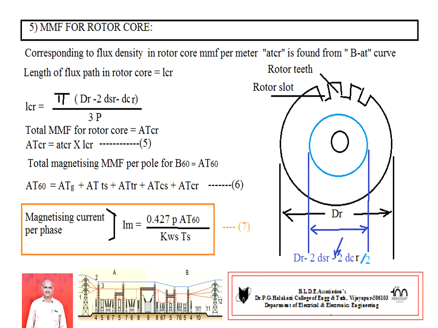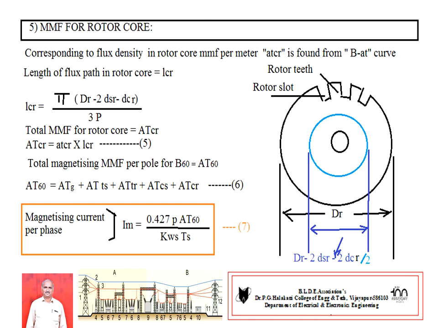Then mmf of rotor core. In same fashion, we have to determine the mean diameter in rotor core. DR is the diameter of rotor, then DSR is the depth of rotor teeth or rotor slot, then DCR is depth of rotor core. So finally we are going to get the diameter as DR minus 2 DSR minus 2 DCR, divided by 2.